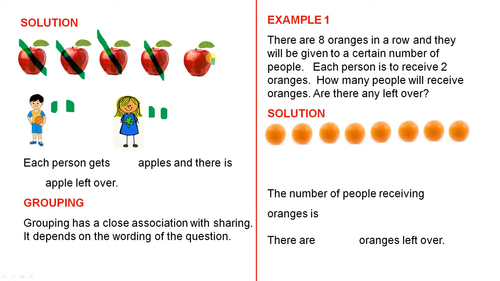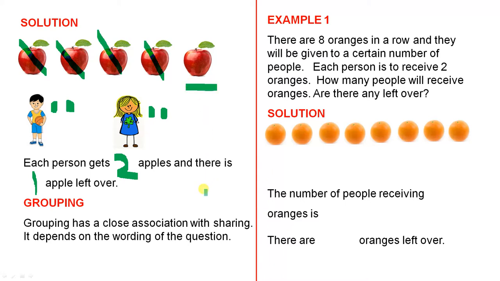Now there's only one apple left. We're not allowed to cut the apple in half, so that's the leftover. So each person gets 2 apples, and there is 1 apple left over. Now let's look at grouping.